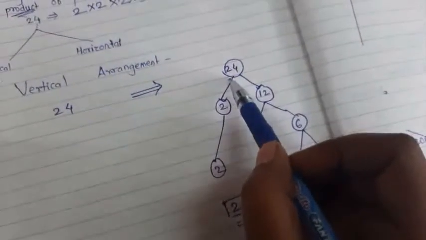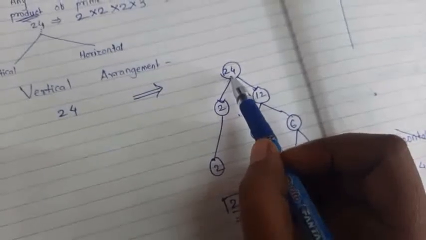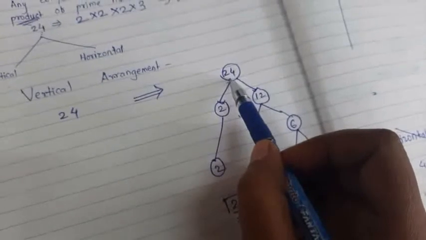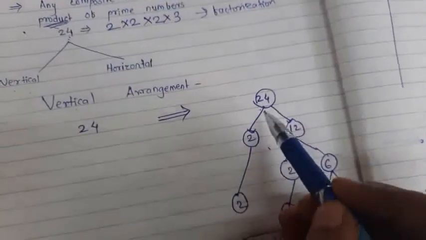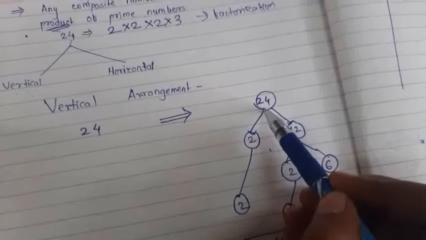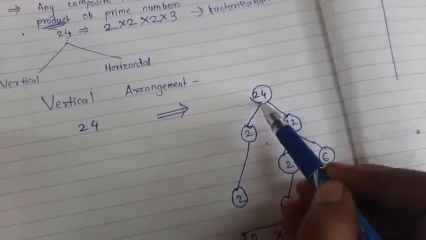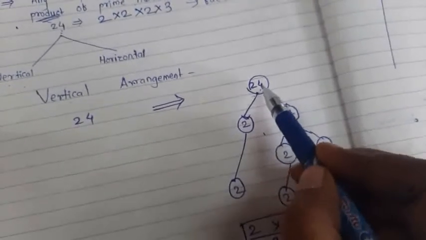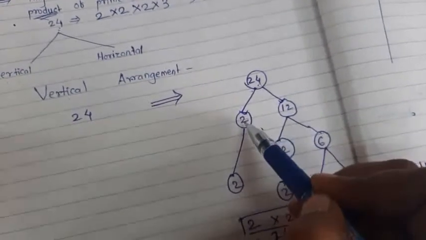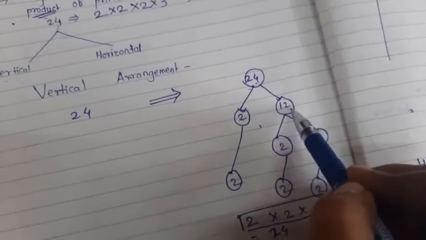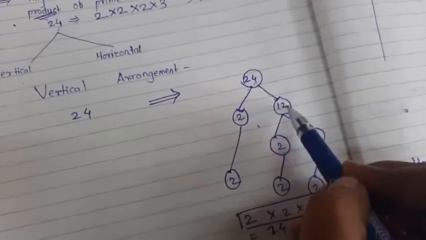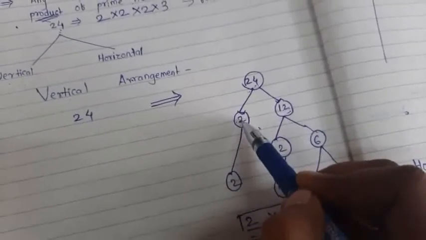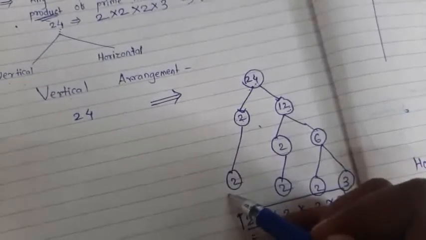First write that number, 24. Start with the smaller number which can divide 24. So we will start with 2. 24 is divisible by 2. So how can we write 24? We can write 24 as 2 into 12. Now we got two numbers, 2 and 12. Out of these two numbers, 2 is a prime number, so just write it as it is, 2.